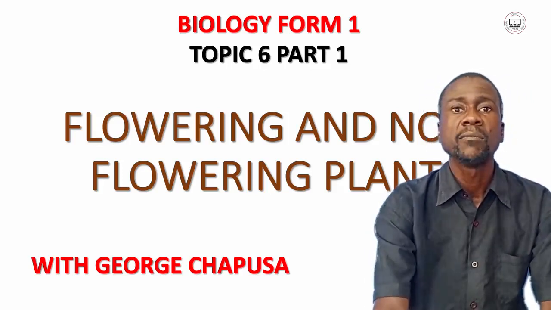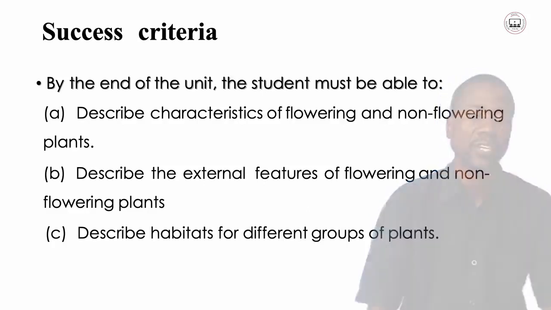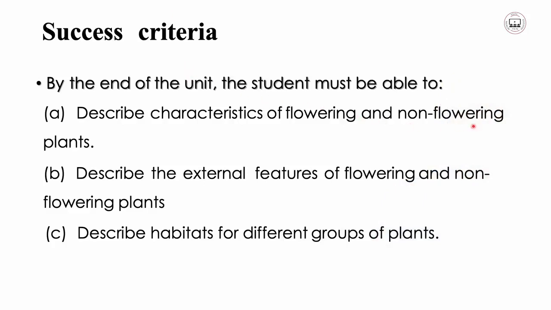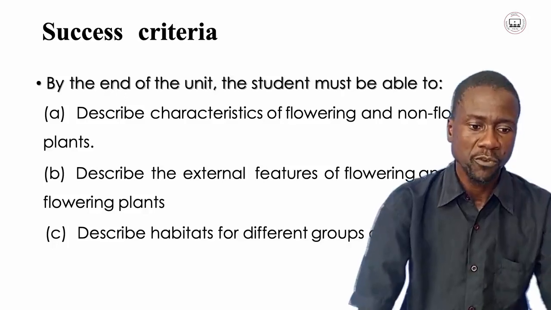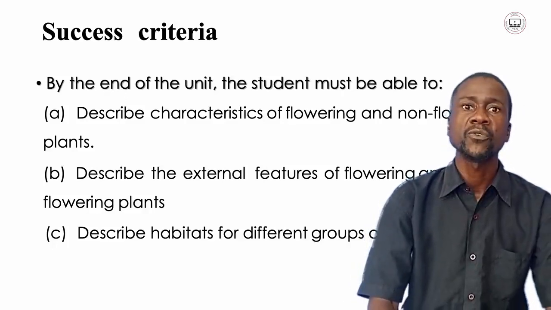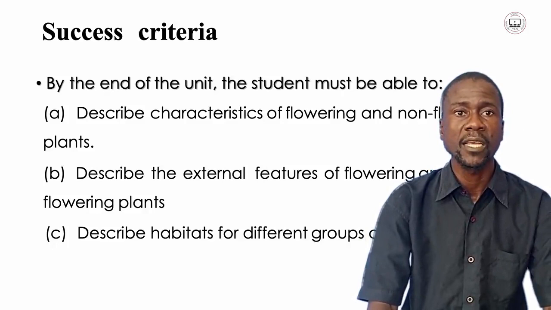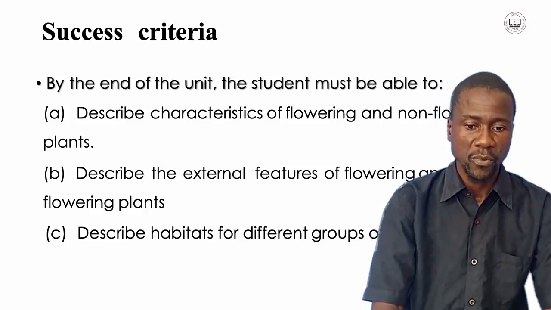Now, by the end of this lesson, I want you to describe characteristics of flowering and non-flowering plants, and then describe the external features of flowering and non-flowering plants. Then you should also describe the habitats for different groups of plants. Like what I have already said, we will discuss plants which produce flowers and the plants which do not produce flowers.